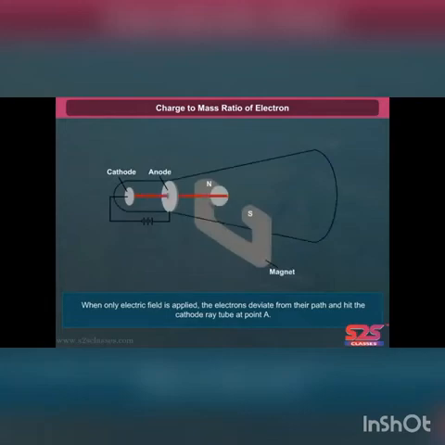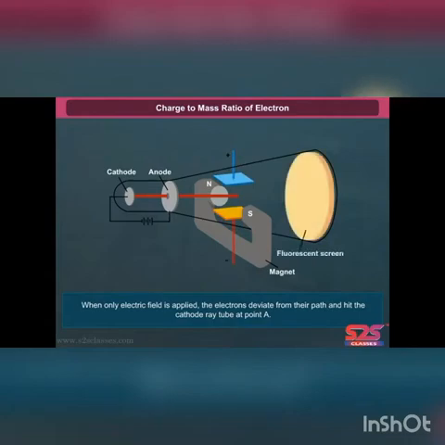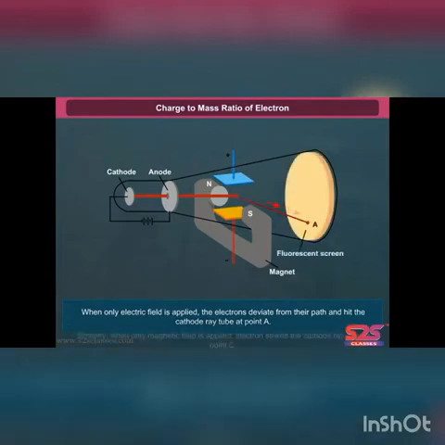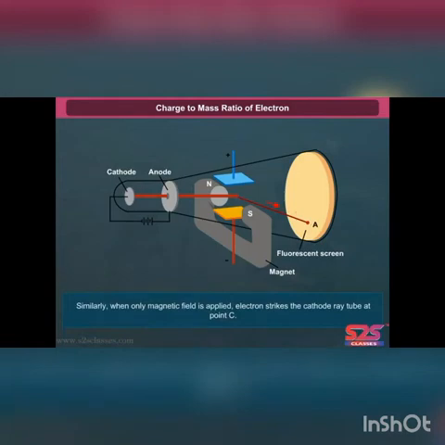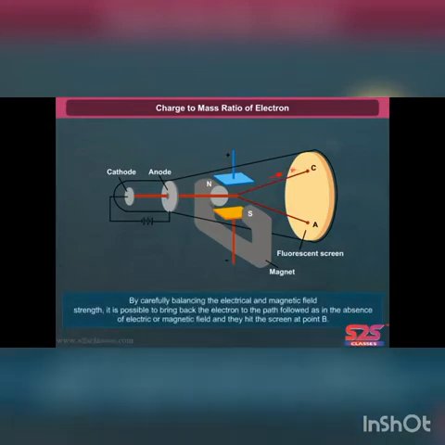When only electric field is applied, the electrons deviate from their path and hit the cathode ray tube at point A. Similarly, when only magnetic field is applied, the electron strikes the cathode ray tube at point C. By carefully balancing the electrical and magnetic field strength, it is possible to bring back the electron to the path followed in the absence of electric or magnetic field, and they hit the screen at point B.